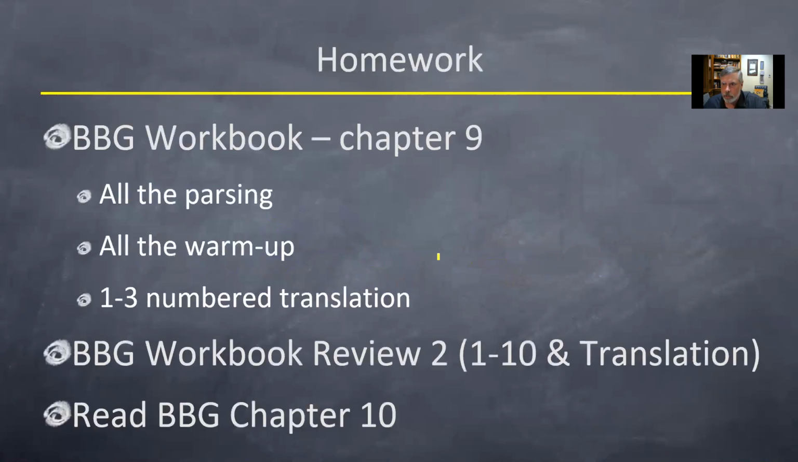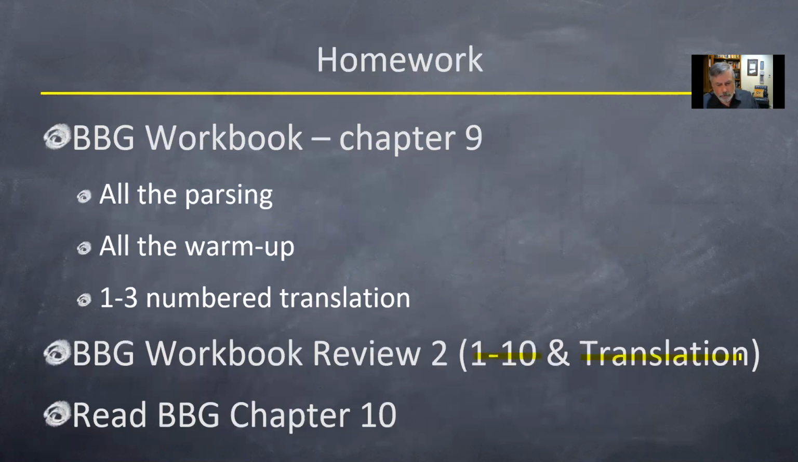I think that's all. I'm sorry we didn't get to converse back and forth, but hopefully if you have any questions when you see this, then by all means send me a note, give me a call. For homework, please do Chapter 9, all the parsing in the BBG workbook, also the warm-up. But only do 1 through 3 of the number translations. The reason is I want you to also do review number 2 in the workbook. Only do 1 through 10. That's not much. You just answer a few questions. It's not hard. And then the translation, which is on page, I think it was page 30.